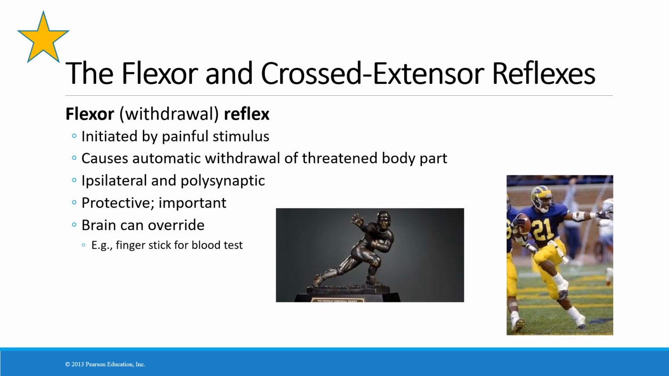It's protective and obviously important. The brain can override it. So like a finger stick for a blood test. Maybe some of us can override that, maybe not, right? That glaucoma puff of air in the eye test, I don't know anybody that can override that one though, right? Because that's right into your eye. So it's not really going to hit the old flexor one, kind of, right? Makes you jump. Anyways, flexor, crossed extensor, giving a good example there is our football player.